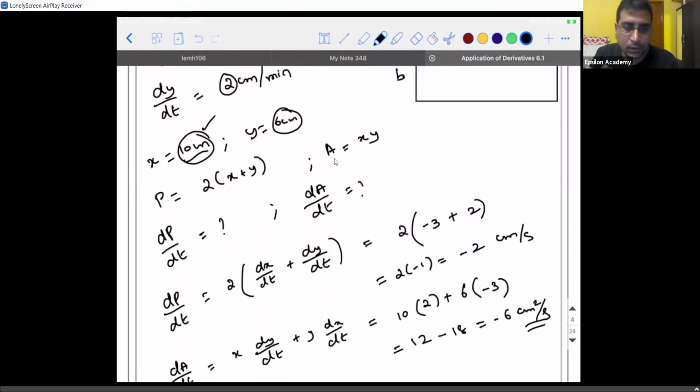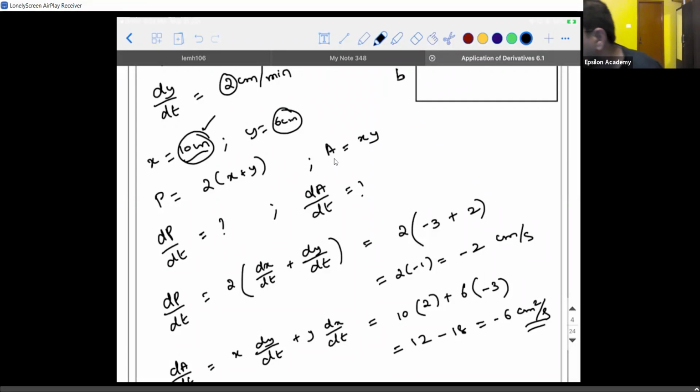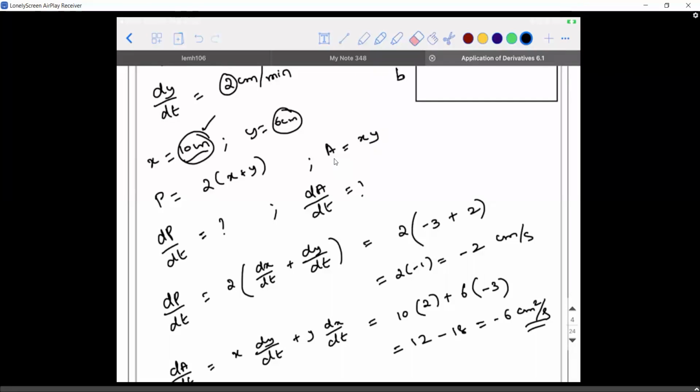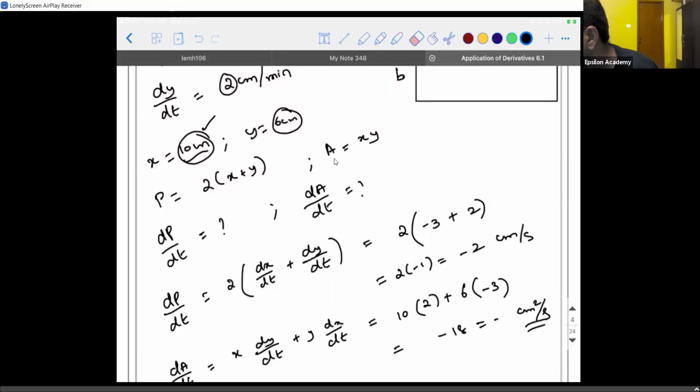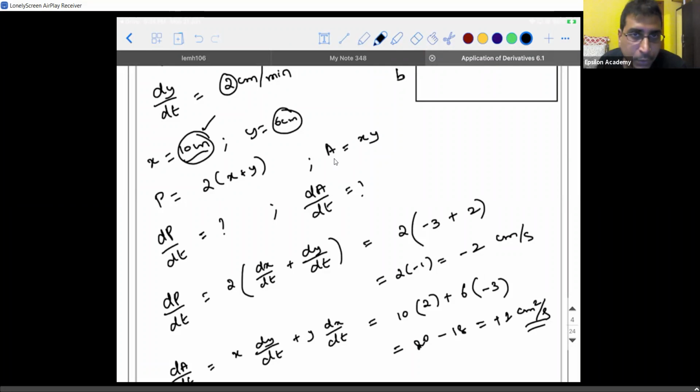Okay. Sir, 20 minus 18 is 2 centimeter square per minute, not minus 6. Sorry, 10 into 2 is 20. 20 minus 18 is 2. That's right. So plus 2 centimeter square per minute. Okay, so I want you all to try the next problem.